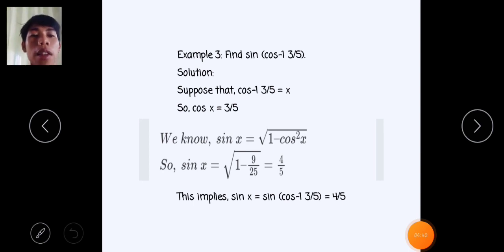It simplifies that sine x is equal to 4 over 5. So sine of arc cos 3 over 5 is equal to 4 over 5.